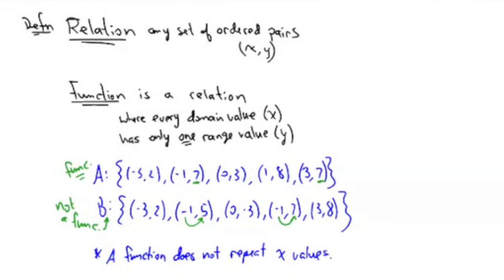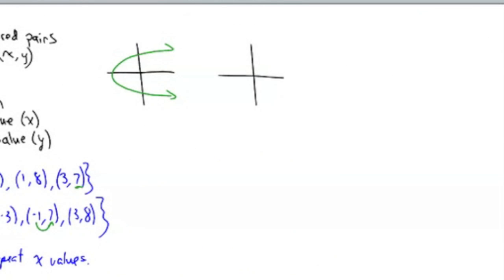All right. There's a graphical way of doing this. Give you 2 graphs. One is a function, the other one is not. And they look very similar. They got the same shape. So the shape has nothing to do with it. So which one's a function and which one's not?